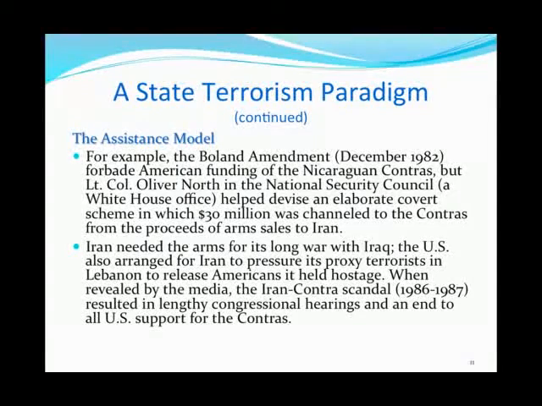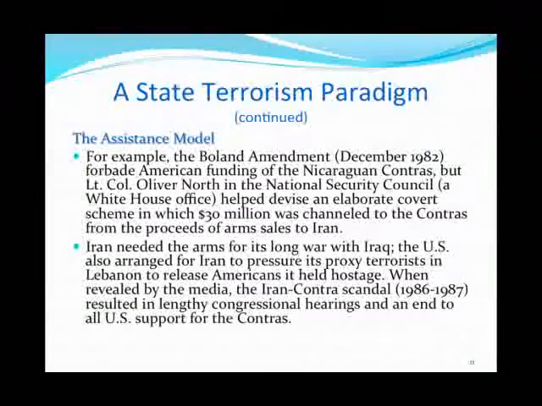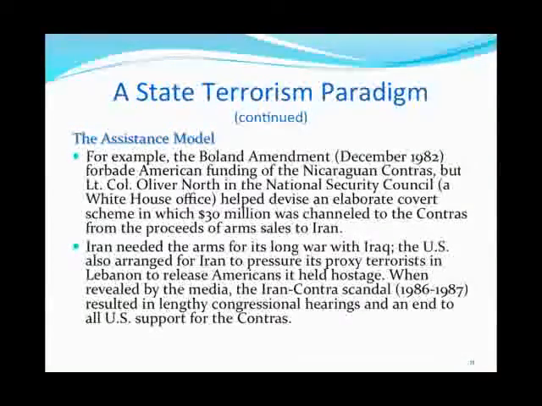So in the book, we talked earlier about Nicaragua, and what happened was the country found out that we were supporting the Contras against the Sandinistas, against the rebel regime. So the Boland Amendment in 1982 forced the United States to cease giving monetary and financial aid to the Contras. And so Lieutenant Colonel Oliver North, who became a national sensation, devised this elaborate plan. In the book, it's called a scheme, in which $30 million was channeled to the Contras from the proceeds of arms sales to Iran. So it became known as the Iran Contra scandal at the time.